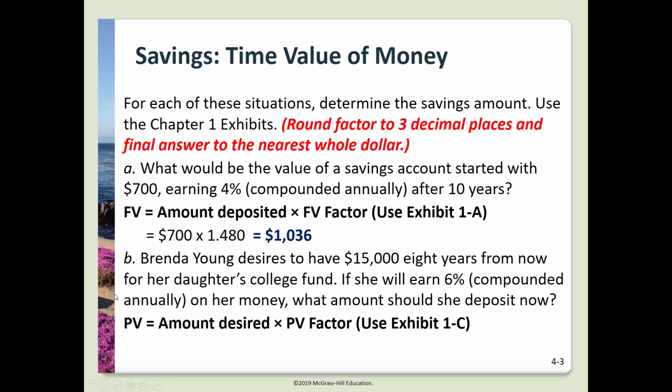Let's look at Part B. Brenda Young desires to have $15,000 8 years from now for her daughter's college fund. If she will earn 6% compounded annually on her money, what amount should she deposit now? So again, here we're looking for present value because she has a desired future amount. That's the amount desired right here. But she needs to know what she has to deposit today. And again, in our story here, it only mentions a single deposit. It doesn't talk about multiple deposits. That's how we know we're going to be using Exhibit 1C.